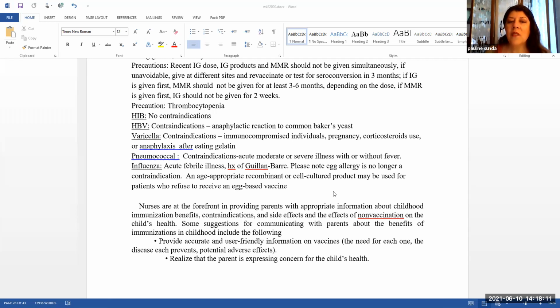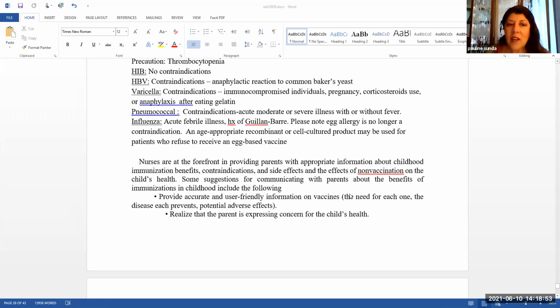Pneumococcal, usually if they have a moderate to severe illness with or without a fever. Influenza, here acute febrile illness, a history of Guillain-Barré. Please note that egg allergy is no longer a contraindication. There are certain ways that they would give the flu vaccine if they did have an egg allergy. But if somebody is concerned with that, an age-appropriate recombinant or cell-cultured product can be used for patients who refuse to receive an egg-based vaccine, or also if the parents don't want their child to have it.